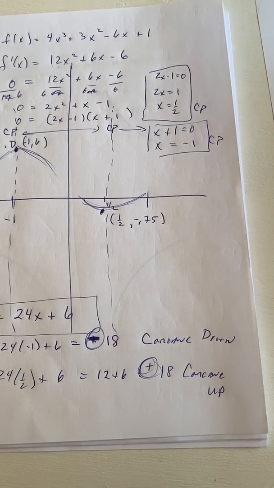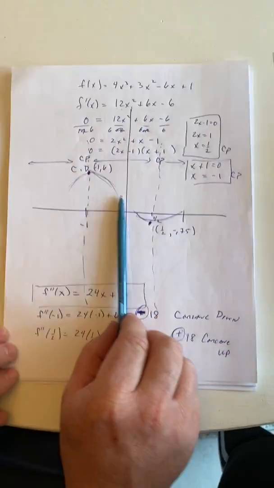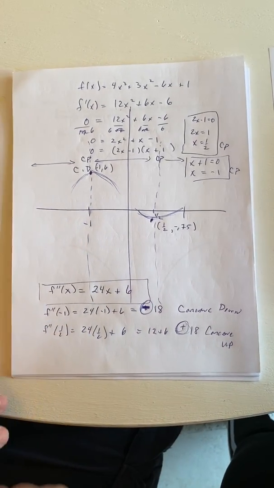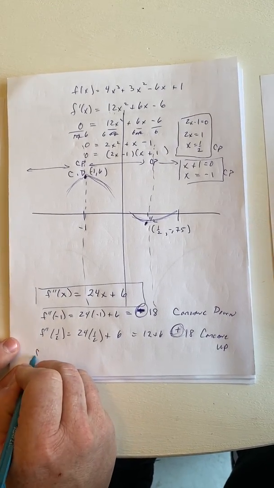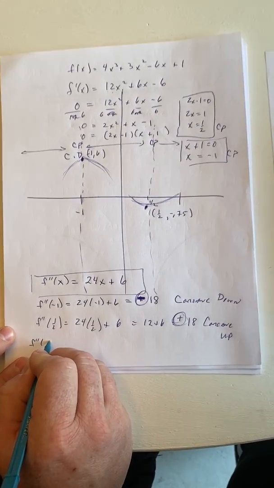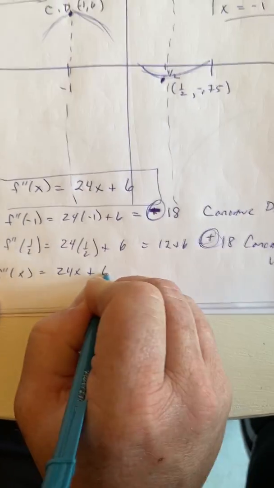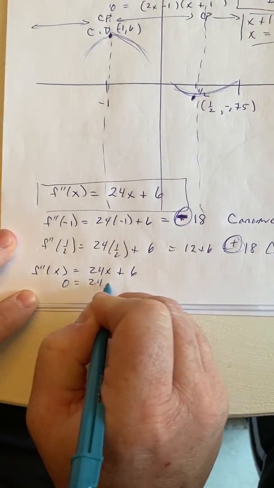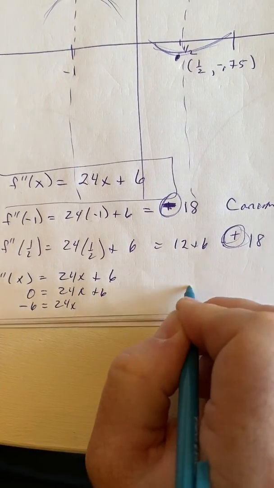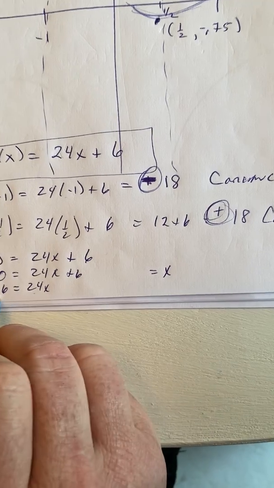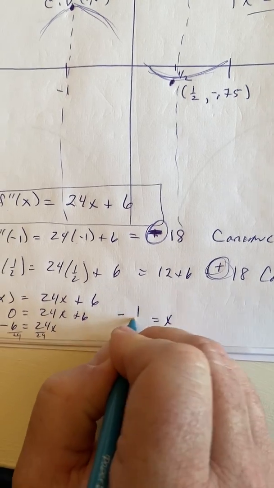My intervals of concavity, though, are in between here, and I don't know where this changes. I know it's going to have to change somewhere in here, but I just don't quite know where. And that's what I was alluding to in the last video. If you take the second derivative and set it equal to 0, so 24x plus 6 equals 0, I bring the 6 over here, and that's 24x, meaning x will be, if I divide both sides by 24, negative 1/4.